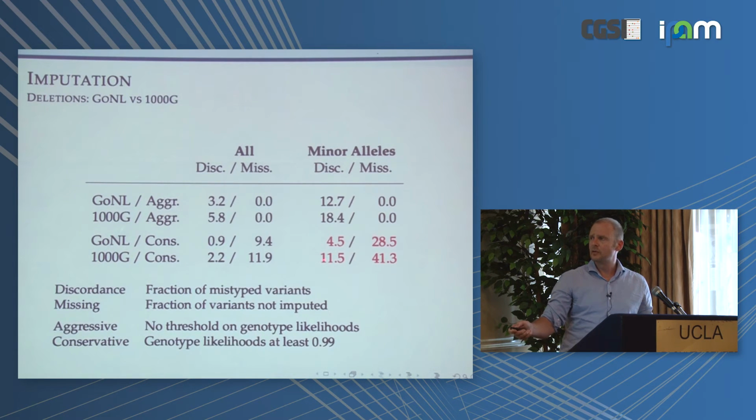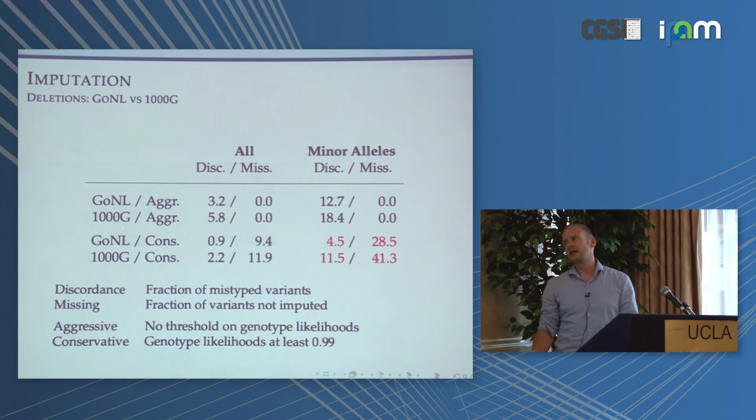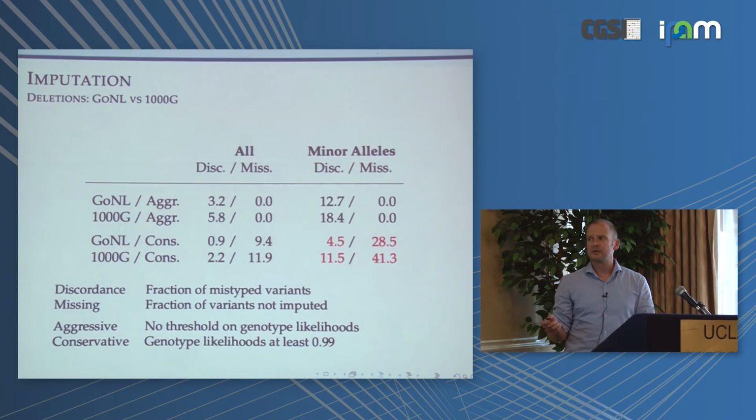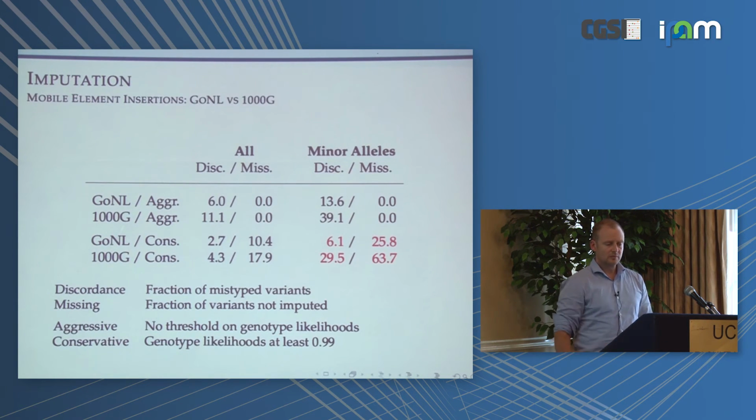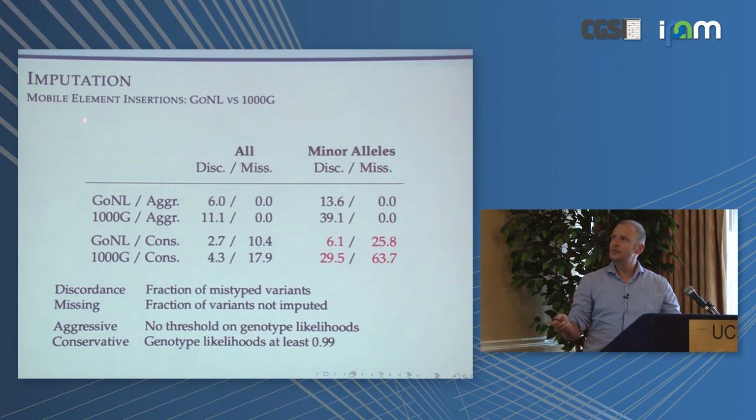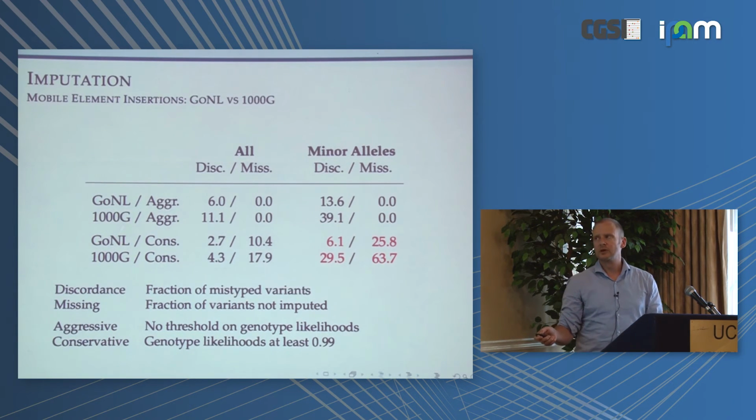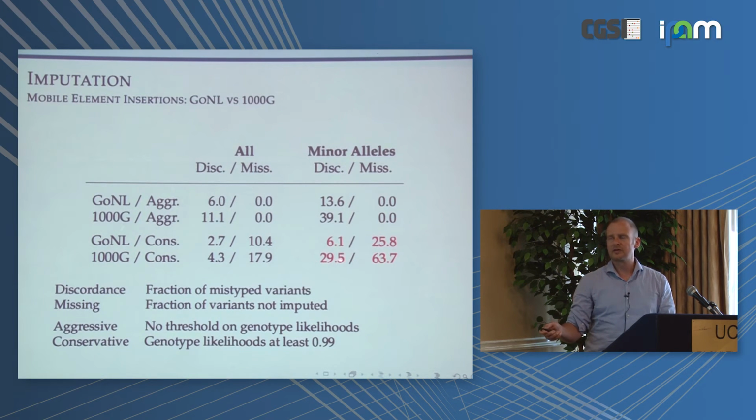And this is the scores for 1000 Genomes. They miss out on 41.3% and predict them at below 90% accuracy. For mobile element insertions, the scores are even better for us. In comparison to 1000 Genomes, they have to discard nearly two thirds of them before they say they would like to do something, and it's still about 30% of them are wrong.